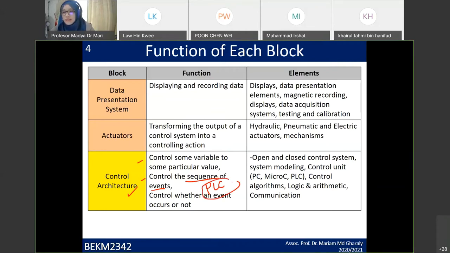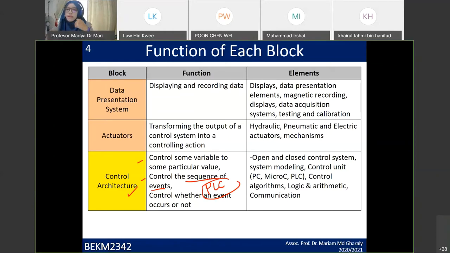Melaka traffic light is actually using PLC. At every Melaka junction, we have the traffic light. You have the countdown, which is the data presentation, because it displays the countdown. Even if the display were removed, it would still count down, but you would know what number is counting down.